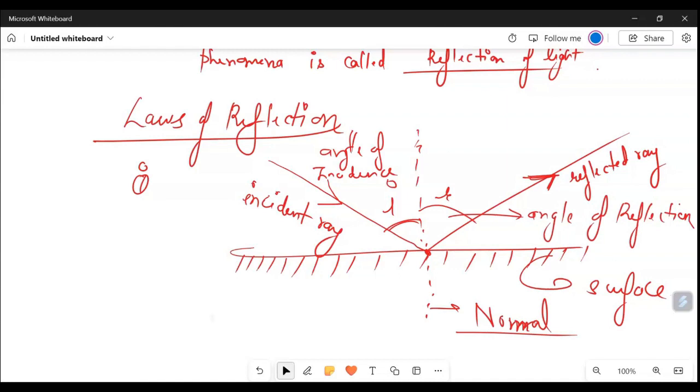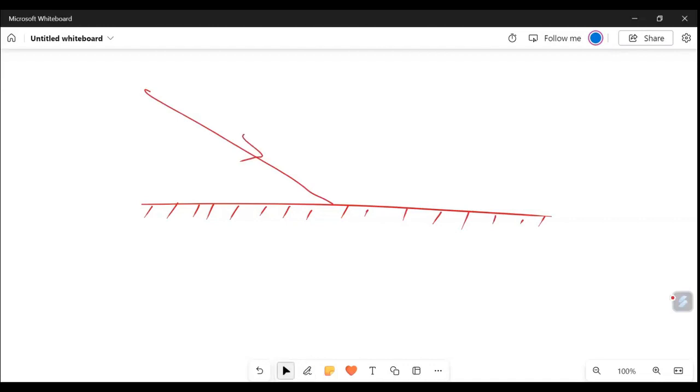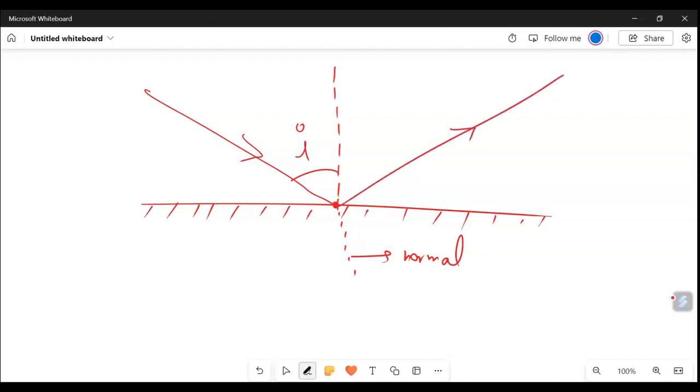Okay, so I am drawing it again, since it became a little rough. First you have to draw the surface. You have to draw one line, your incident ray, striking the surface. At the point where it strikes, we have to draw the normal. This is called the normal line, an imaginary line. The angle made between the normal and the incident ray is the angle of incidence. When it strikes the surface, it bounces back, and this is called the reflected ray, and it makes an angle R with the normal.